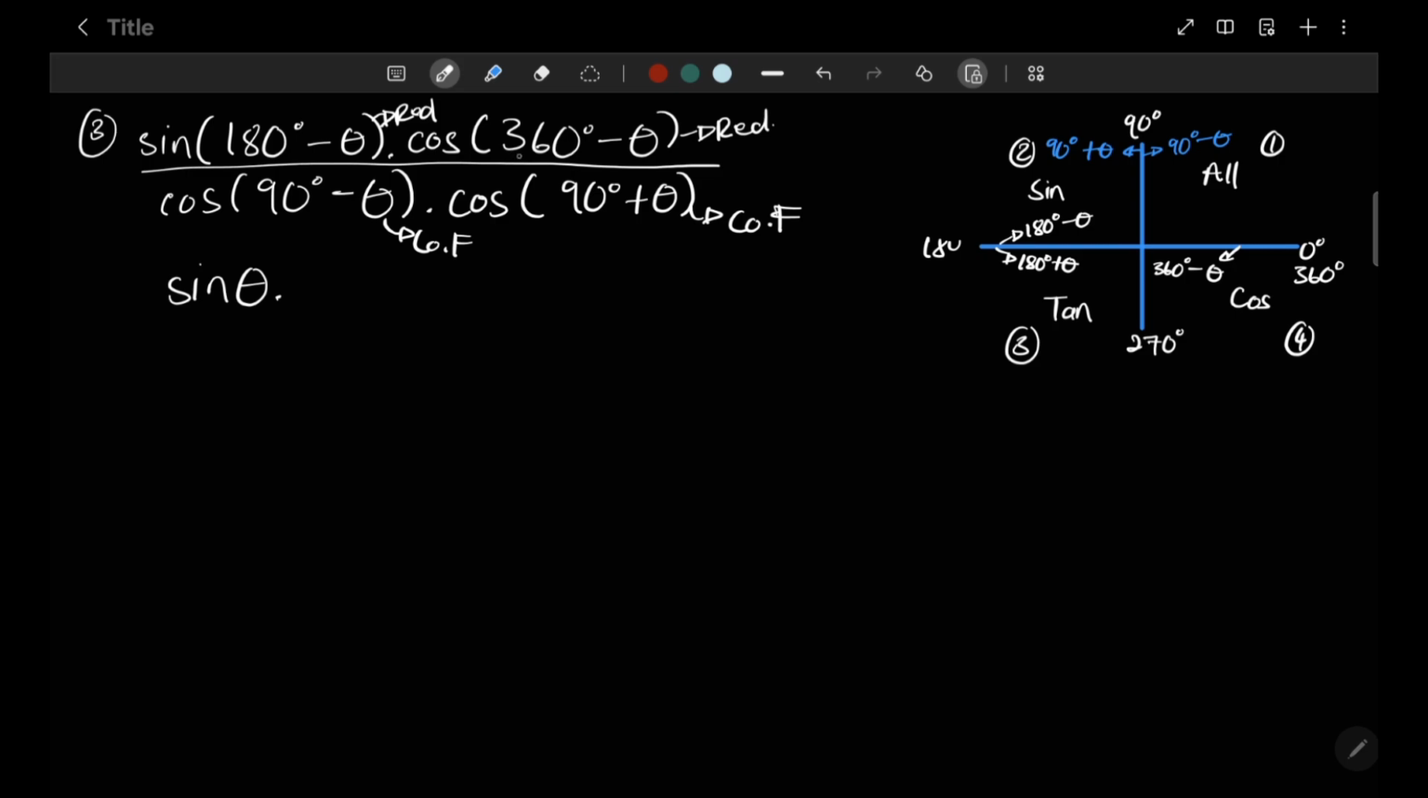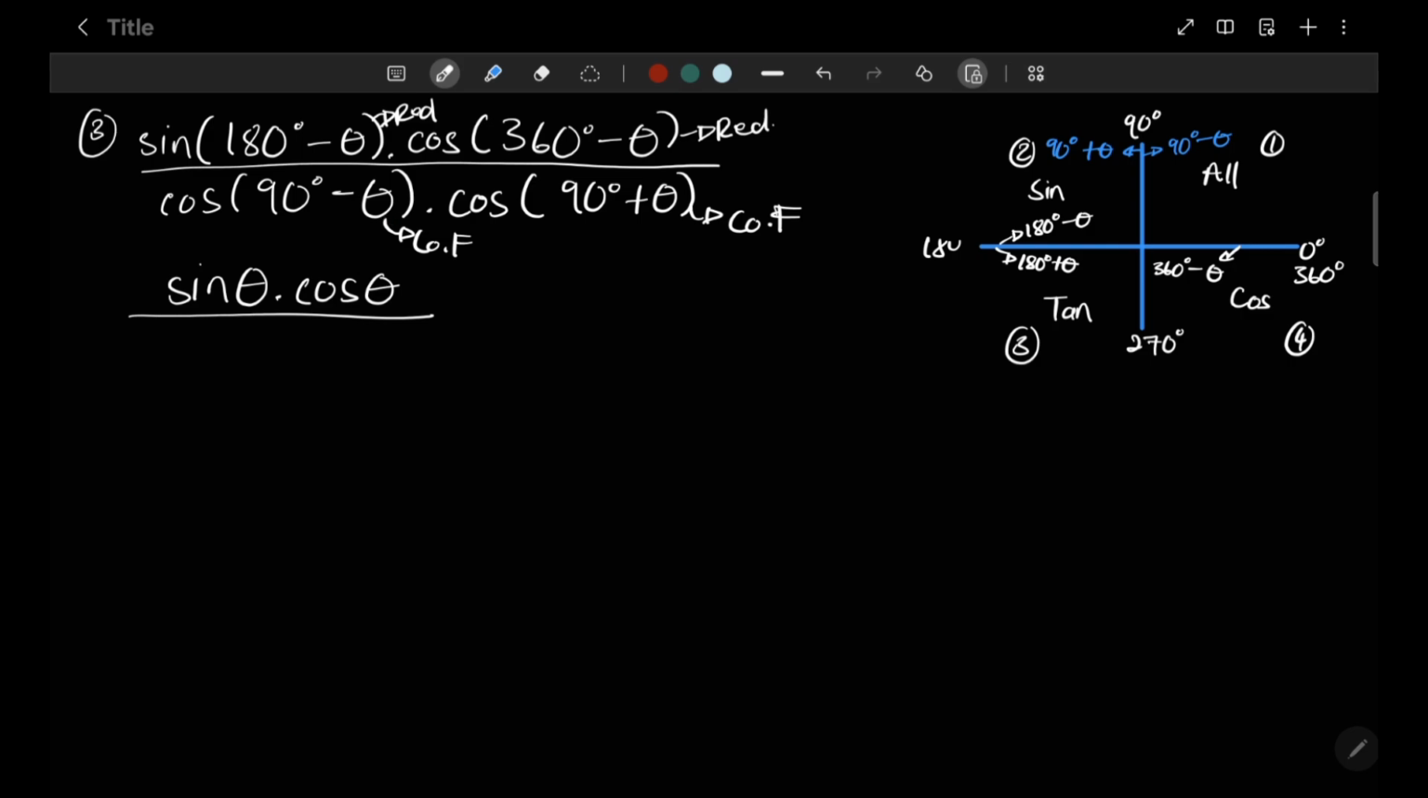Now let's do cos 360 degrees minus theta. There's 360 degrees minus theta on the case diagram. It's in the fourth quadrant where cos is positive. So your answer should be cos theta, all over cos 90 degrees minus theta.